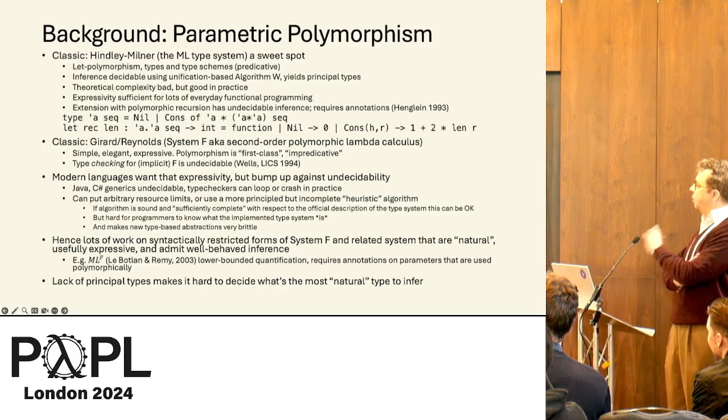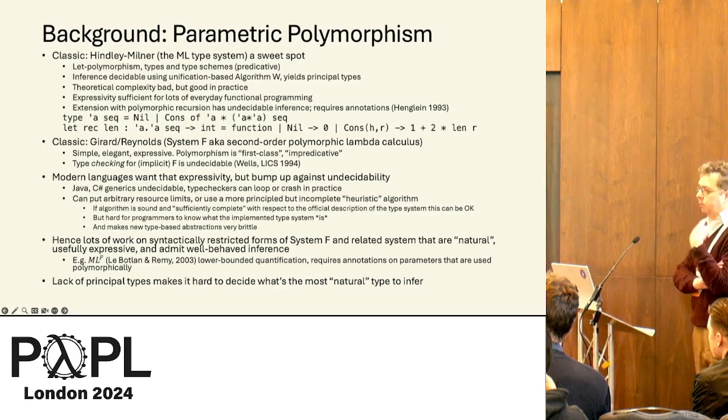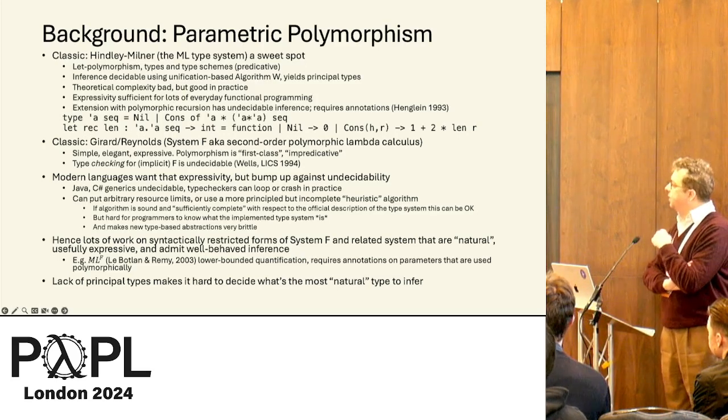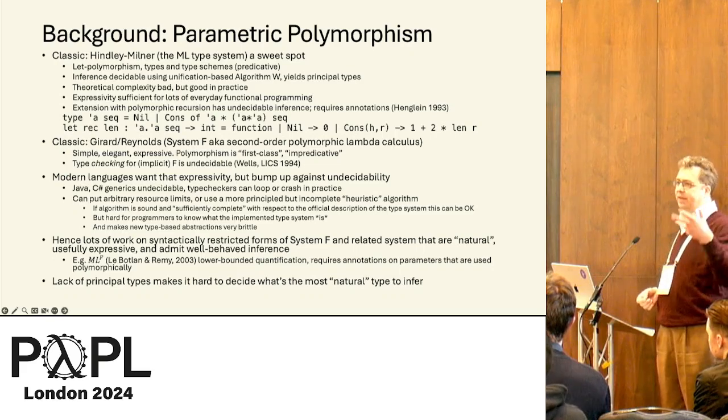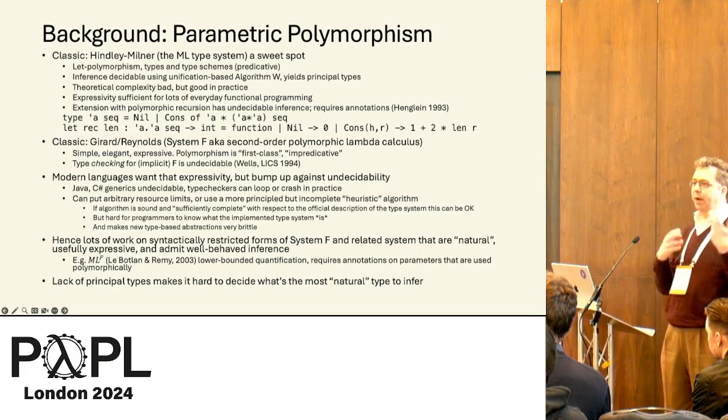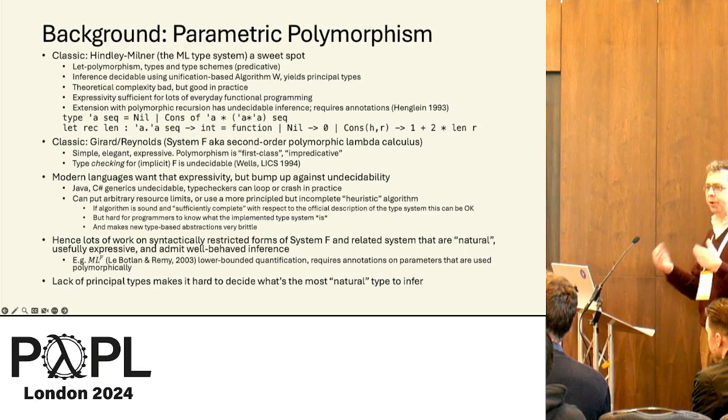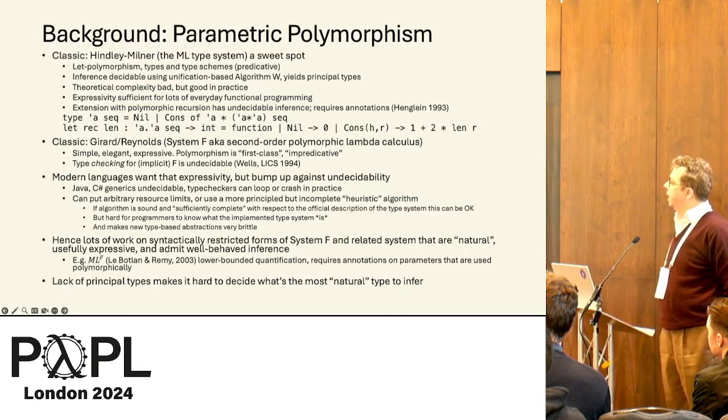So it has let polymorphism, which means that polymorphism is only expressed in terms of let-bound variables in the context. They're assigned type schemes, and then those type schemes are instantiated with types which are not themselves involving quantifiers. So this is a predicative system. So there's a distinction between types and type schemes.